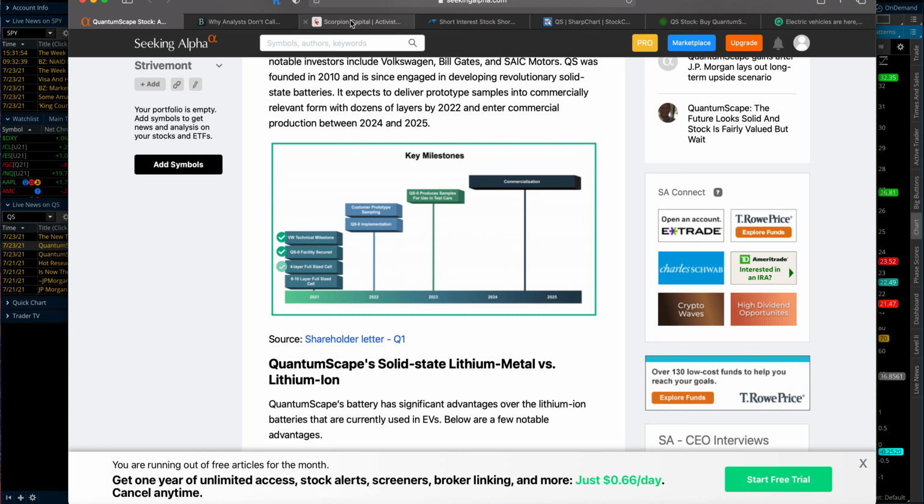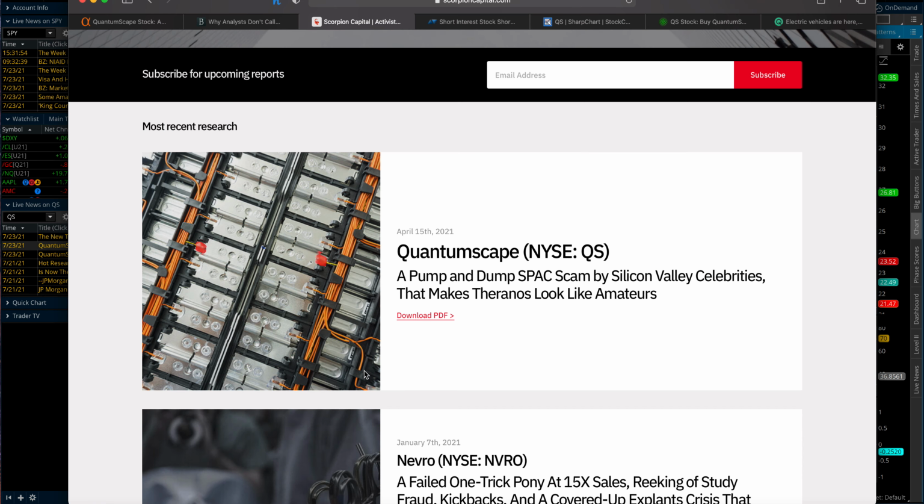That being said, I want to talk about Scorpion Capital, because they basically produced a short report saying that QS is a pump and dump, it's a scam, that their data was BS, the battery is not legitimate. And one thing you guys need to understand is that when QS produces their batteries, they send them to their number one investor, which is Volkswagen. And then Volkswagen tests the batteries to make sure they're producing the results that they're saying they're producing. And then they fund the company based off of that.